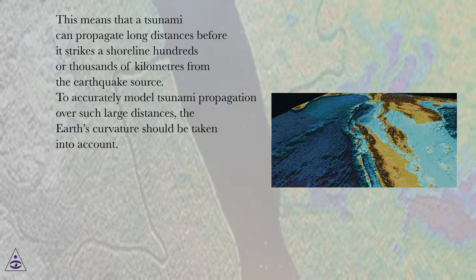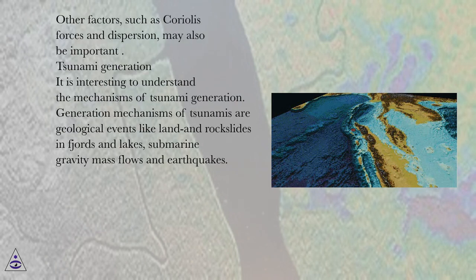This means that a tsunami can propagate long distances before it strikes a shoreline hundreds or thousands of kilometers from the earthquake source. To accurately model tsunami propagation over such large distances, the Earth's curvature should be taken into account. Other factors, such as Coriolis forces and dispersion, may also be important.